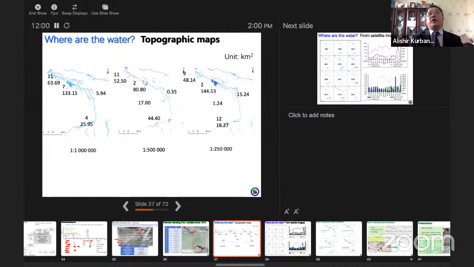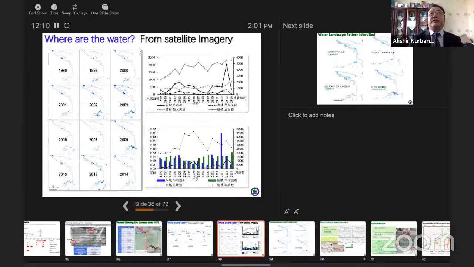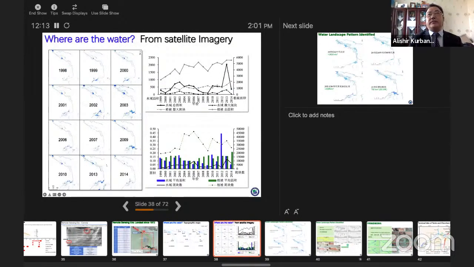And then where the water is, we are using different sources like topographic maps, and especially we are using satellite images. And actually we used many satellite images. These are some of the selected images here. So then we can see the total water surface area, and also the number of patches of the water, and the largest patch and other indicators were analyzed based on this data.